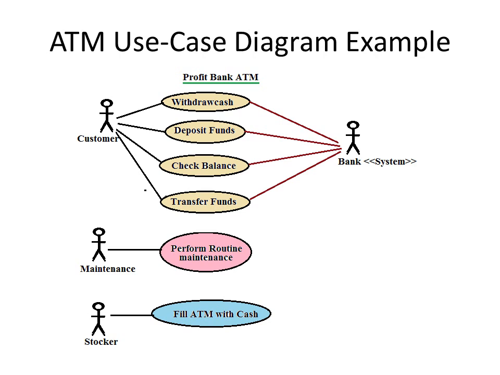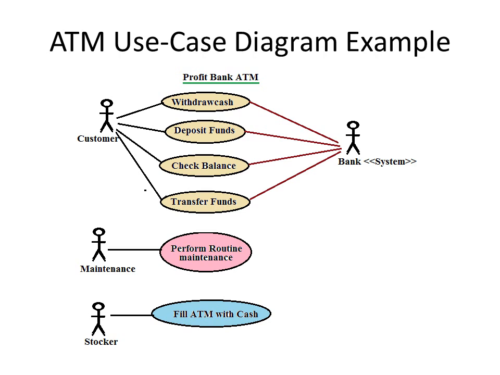This is an example of another use case, the ATM use case diagram. As you can see here, we have four actors: customer, maintenance, stocker, and the bank. You can see the system. This means the bank, it means it's an external system that interacts with the ATM system.